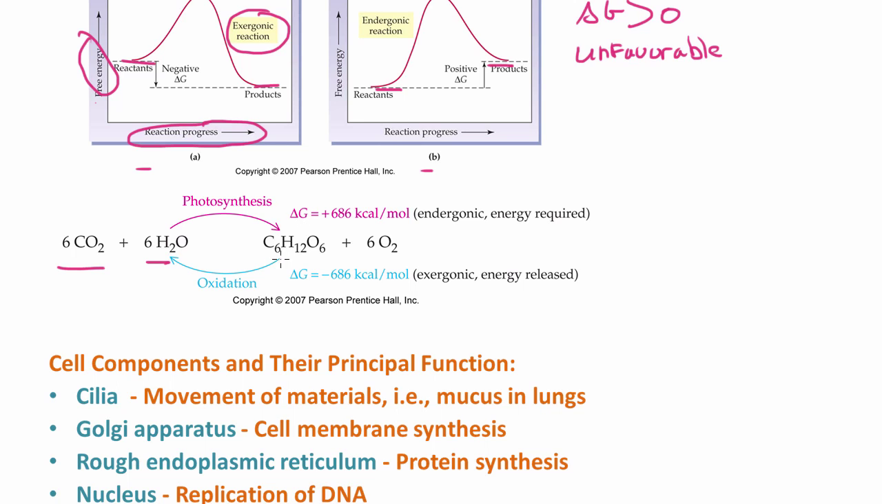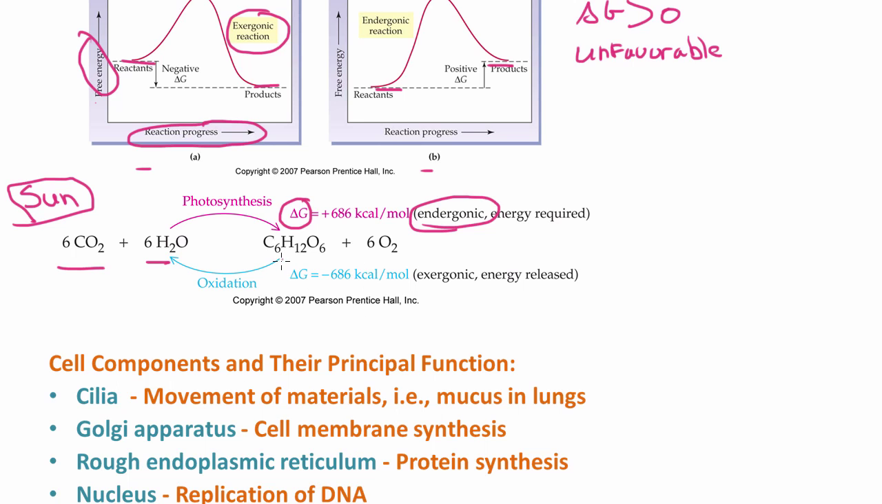And the product here is glucose and oxygen. But look at this. Delta G is positive. So that means that it's an unfavorable reaction, right? That's unfavorable, and it's endergonic. That means energy is required. Well, where does that energy come from? It comes from the sun, okay?